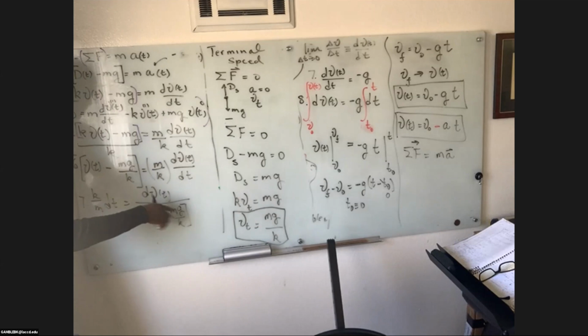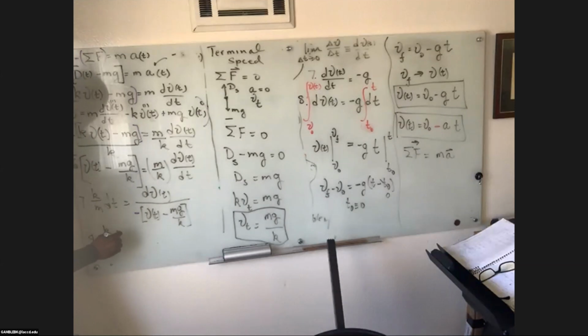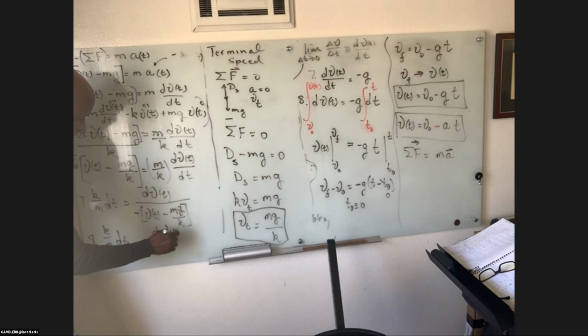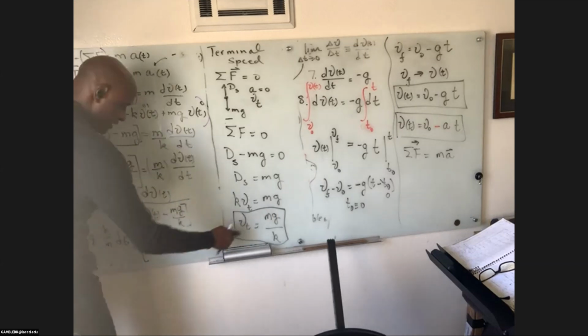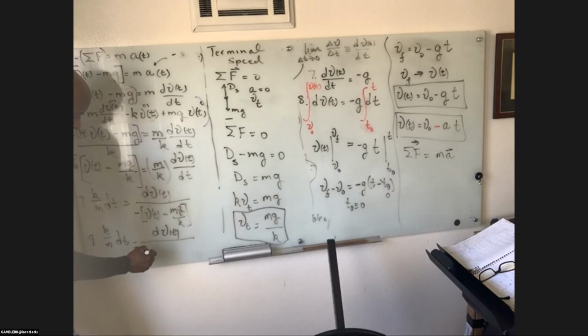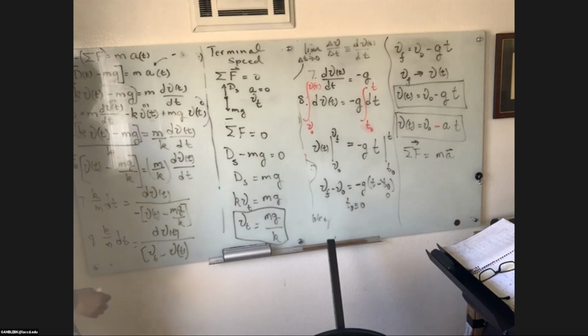So here, I can multiply through the negative sign now. So I'm going to have k over m dt is equal to dv of t. And I'm going to substitute in for the terminal speed, which is v sub t, excuse me. So it's going to be a positive v sub t minus v of t. Okay, there you go. And that's the differential equation that I now need to solve, which I can solve very easily.